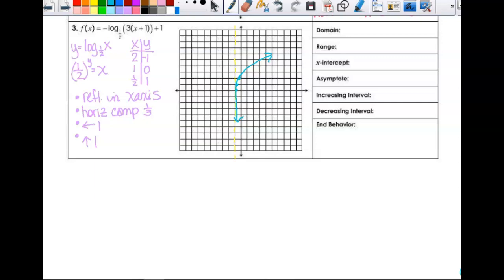All right, so my domain is not negative infinity to infinity like it was on the exponentials. I'm starting at -1, going to infinity. My range is negative infinity to infinity. Okay, my x-intercept, so that's this point right here.